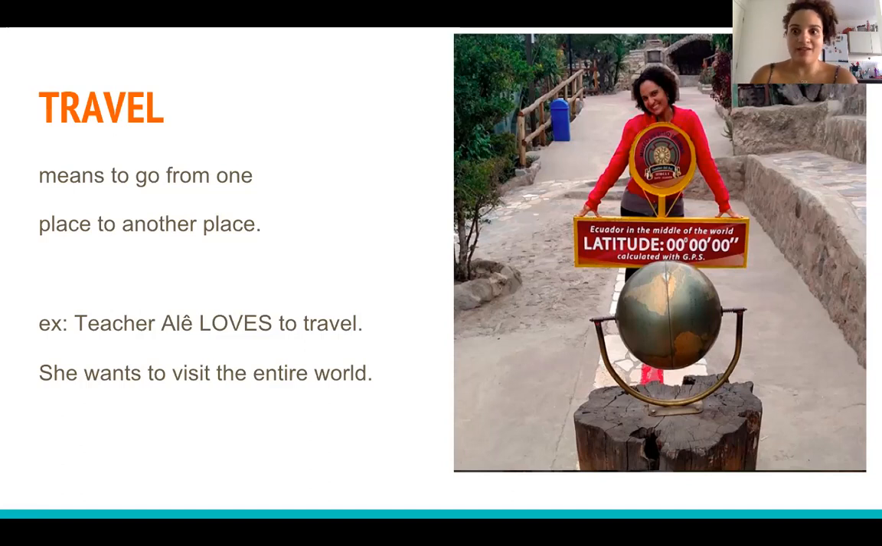As you know, I even have an Instagram called Ale Viaja, where I show you about my trips, places I've been. And she wants to visit the entire world. So travel, I think it's a very easy word that everybody understands, right? This word has a lot to do with this chapter we're going to read, because travel for us is possible, it's easy, but for many people in many countries, it's not.